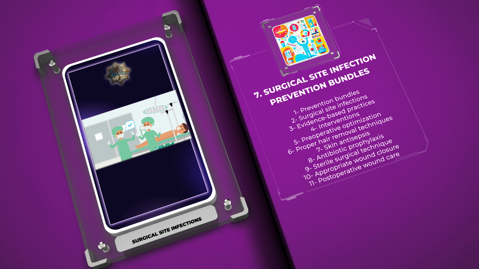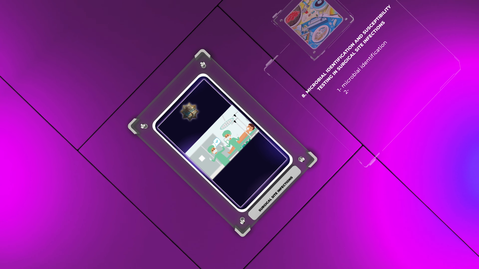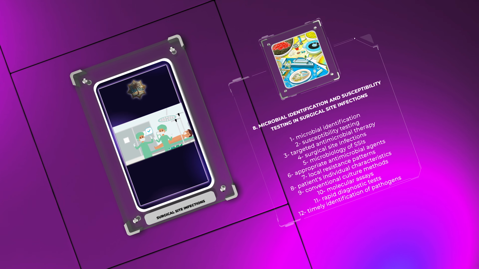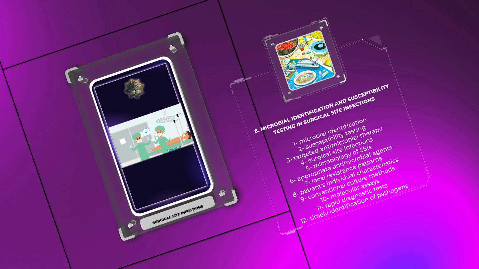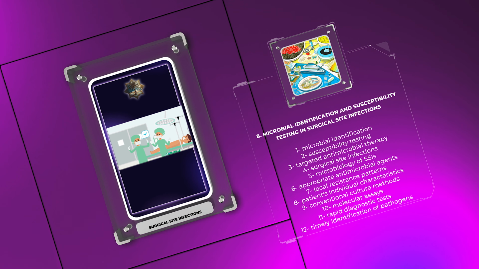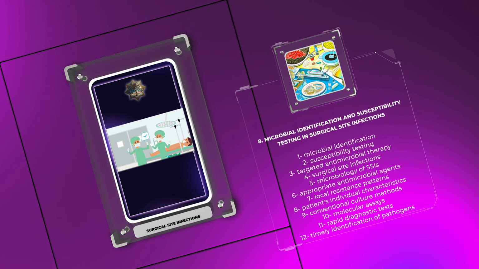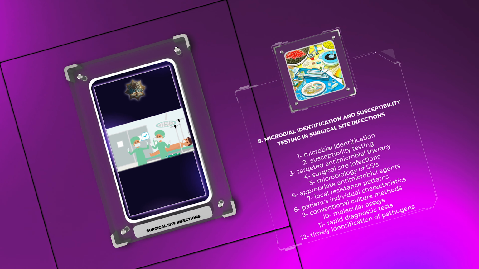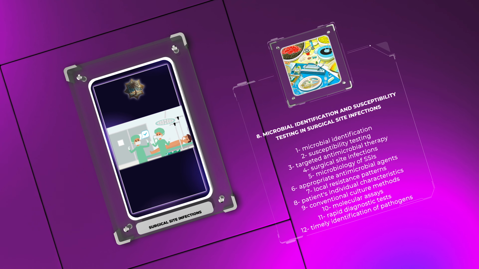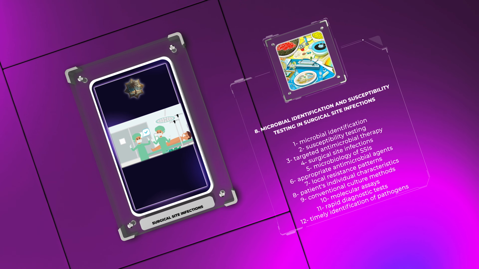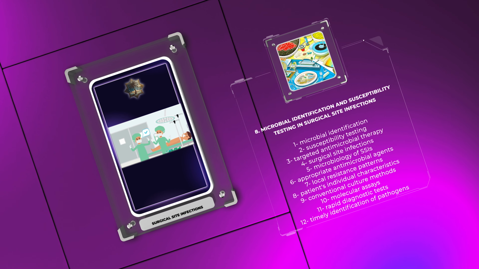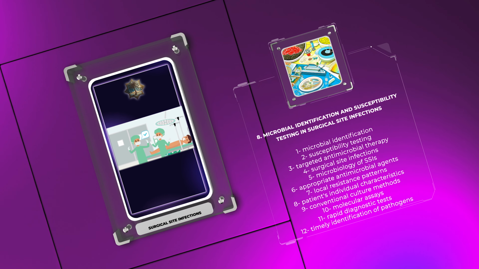Accurate microbial identification and susceptibility testing are crucial for targeted antimicrobial therapy in surgical site infections. Understanding the microbiology of SSIs allows healthcare professionals to select appropriate antimicrobial agents, considering local resistance patterns and the patient's individual characteristics. Techniques such as conventional culture methods, molecular assays, and rapid diagnostic tests aid in the timely identification of pathogens and guide the selection of empirical and definitive therapy.